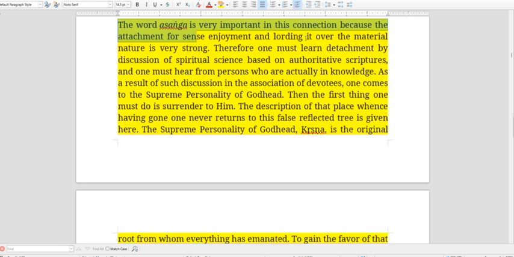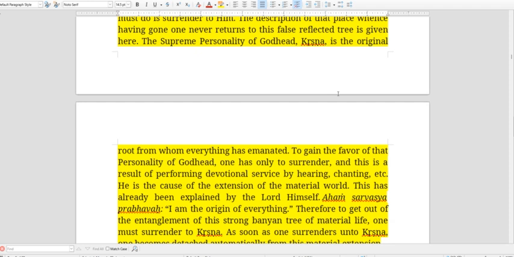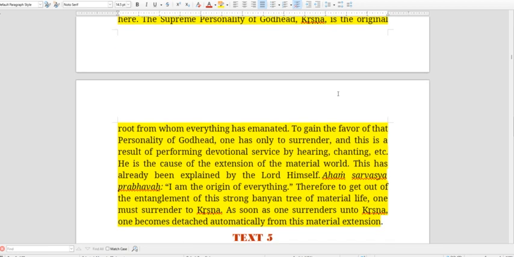The description of that place whence, having gone, one never returns to this false reflected tree is given here. The Supreme Personality of Godhead Krishna is the original root from whom everything has emanated. To gain the favor of that Personality of Godhead, one has only to surrender. And this is a result of performing devotional service by hearing, chanting, etc. He is the cause of the extension of the material world. This has already been explained by the Lord Himself. Aham sarvasya prabhavaha. I am the origin of everything. Therefore, to get out of the entanglement of this strong banyan tree of material life, one must surrender to Krishna. As soon as one surrenders unto Krishna, one becomes detached automatically from this material extension.